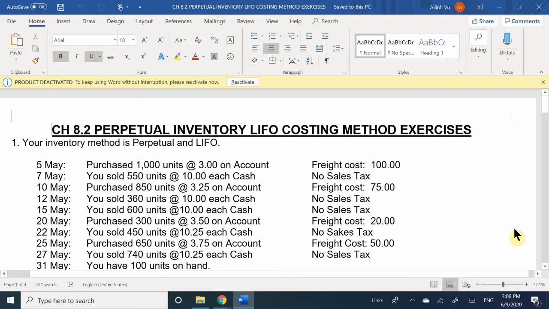Alright, welcome back, everybody. Now that we've completed our second round of looking into perpetual inventory using FIFO, we're going to take it back and see how different it is when we go from FIFO to LIFO. It's the same scenario, but when we cost our goods sold, it will look very, very different. So let's dive right in.